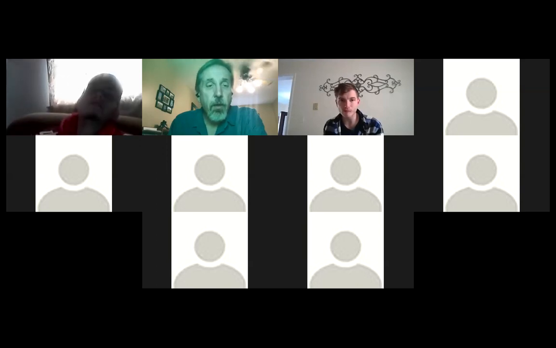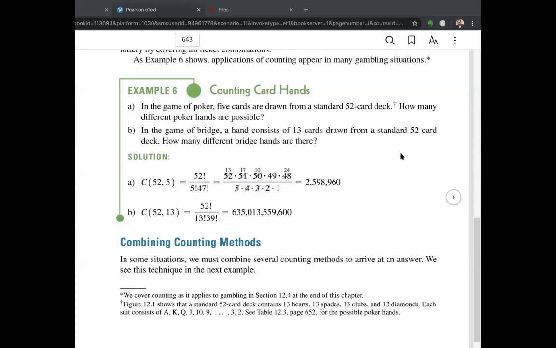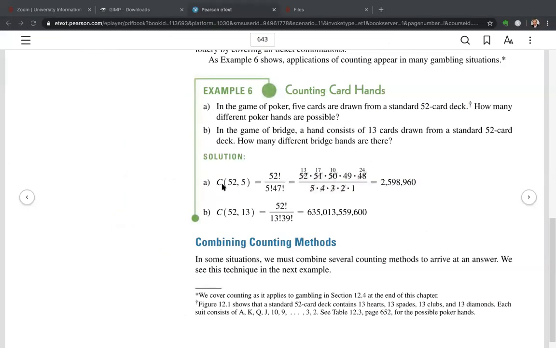So when we talk about dealing 5 cards from a poker hand, we're talking about a combination. So it's the combination of 52, choose 5. Again, this is your N. 52 is N. 5 is your R. So this is N factorial in the numerator. This is R factorial. And 52 minus 5 is 47 factorial.